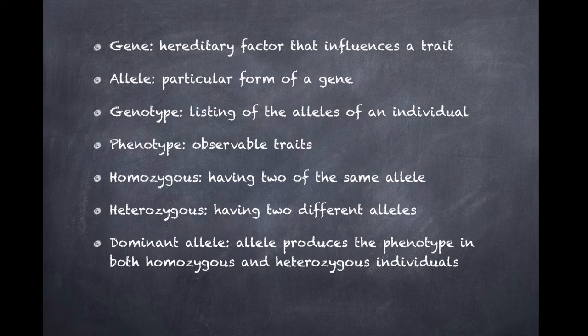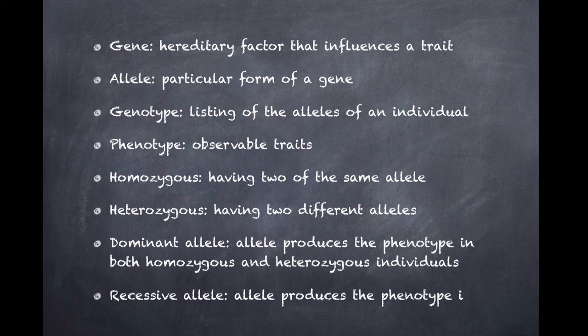Dominant allele, that's the allele that produces the phenotype in both homozygous and heterozygous individuals. Again, like I was saying earlier, if you've got a purple allele and a white allele, you're going to have a purple flower because purple is dominant. A recessive allele is the allele that produces the phenotype only in homozygous individuals. So in order to have white flowers, you'd have to have two white alleles. In order to have wrinkled seeds, you'd have to have two wrinkled alleles.